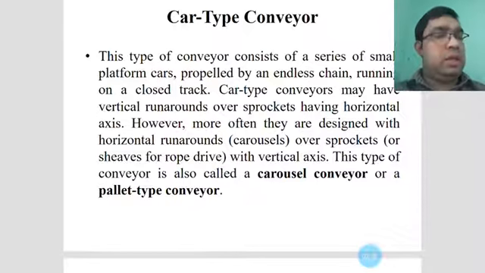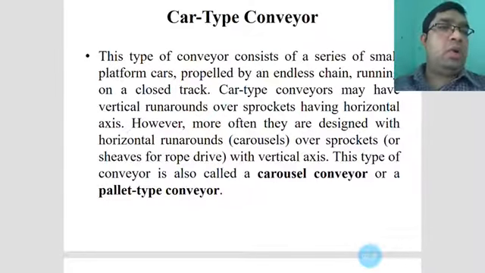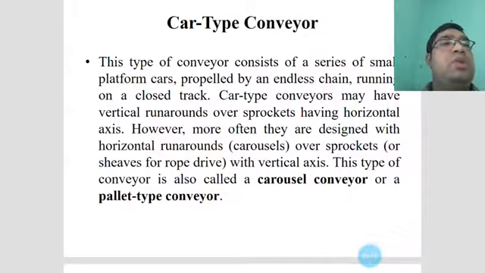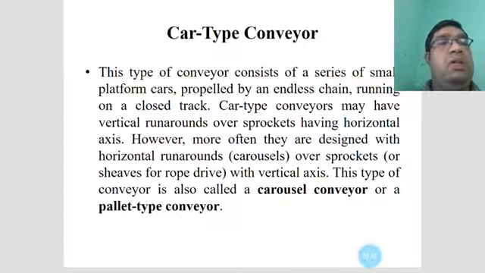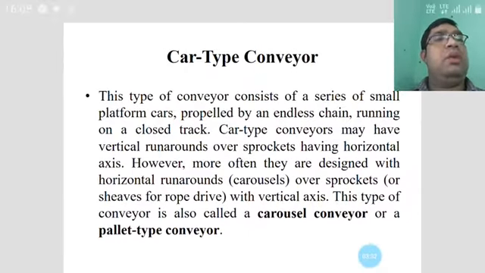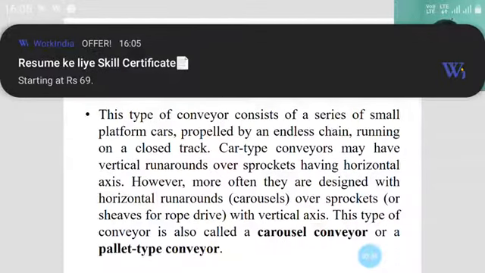The car is rotated on the small track. This type of conveyor consists of a series of small platform cars propelled by an endless chain. The endless chain runs the cars and is given some power. Two wheels are mounted on it for movement, running on closed tracks.